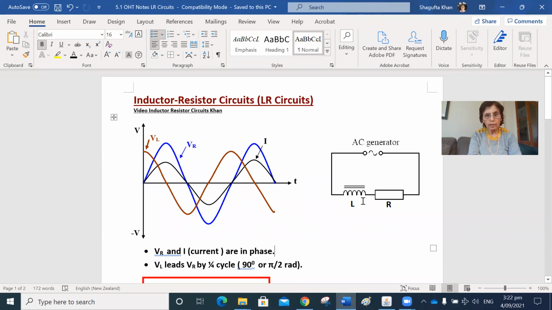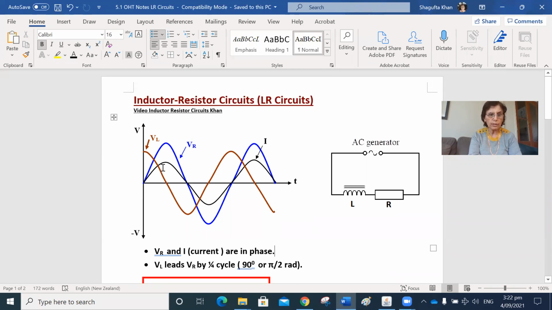So here, all three graphs are drawn on the same axes. That's the current time graph. The blue one is the voltage across the resistor, and we can see that current and voltage across the resistor are in phase. They become maximum and negative maximum at the same time. But if we compare the voltage across the inductor and the current, the voltage across the inductor is 90 degrees ahead of the current or the voltage across the resistor.